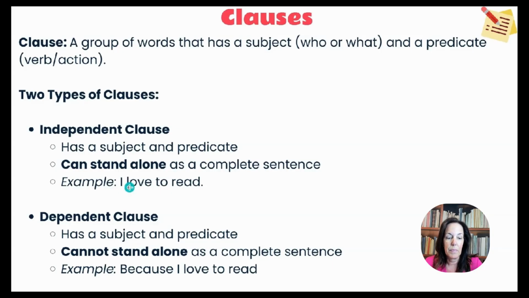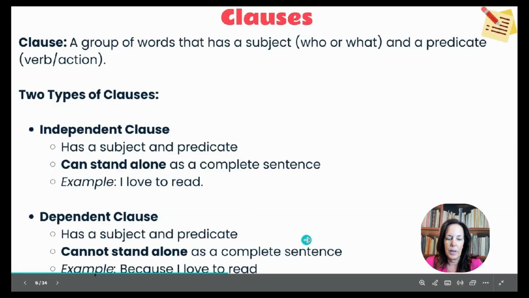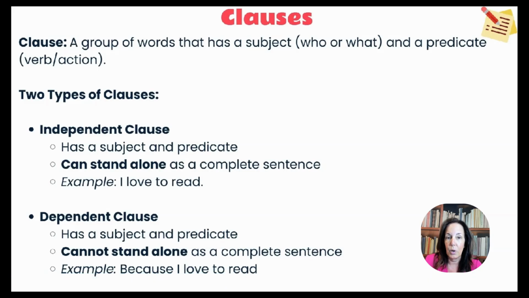For example, I love to read is an independent clause. Now, a dependent clause also has a subject and predicate, just like the independent one, but it cannot stand alone as a complete sentence. An example would be, because I love to read. Okay, so we're missing the thought of that one.